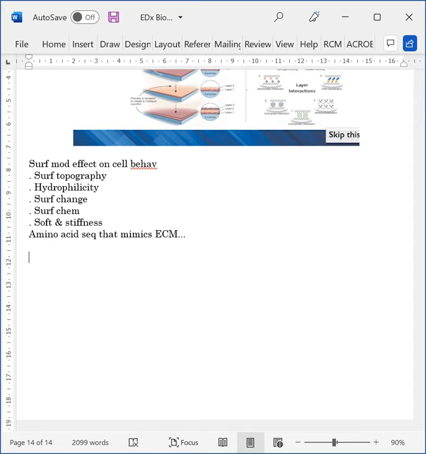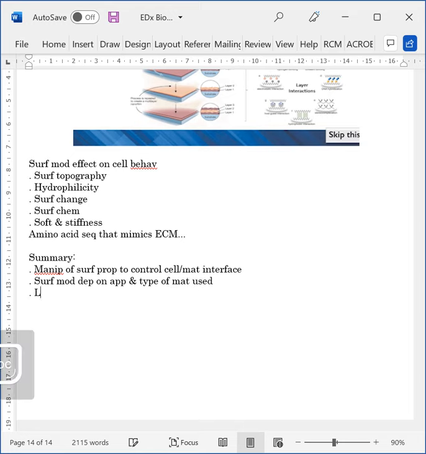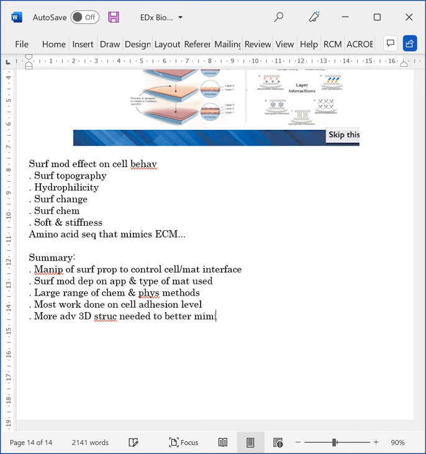So I hope you learned something about surface modifications today. Surface modifications are really important to control cell-material interfaces. The surface modifications, however, also depend on the application and the type of material we want to have the surface modifications on. As we saw, there's a large range of chemical and physical methods available, and also different ways of looking into cell repellent, but also cell attachment properties.